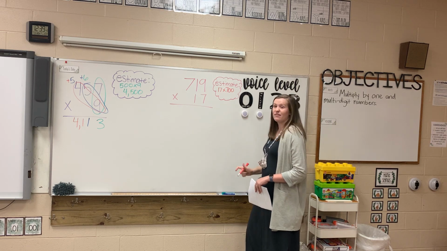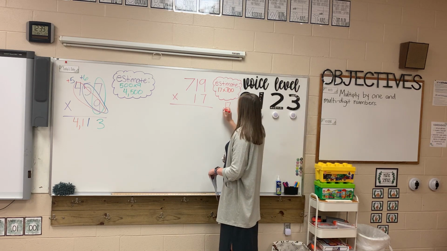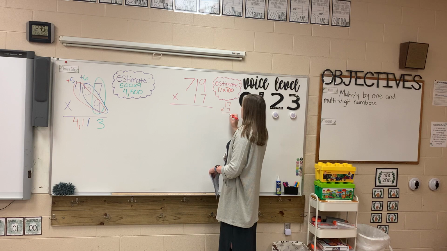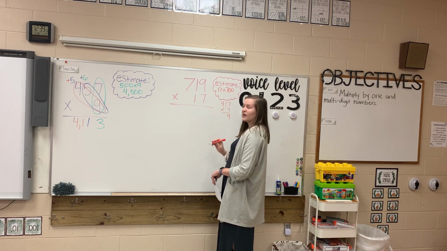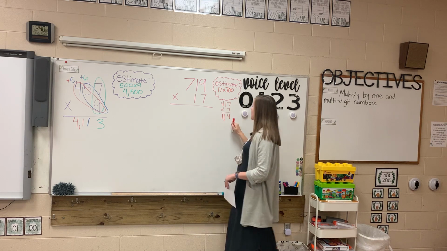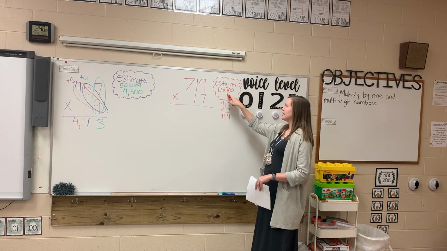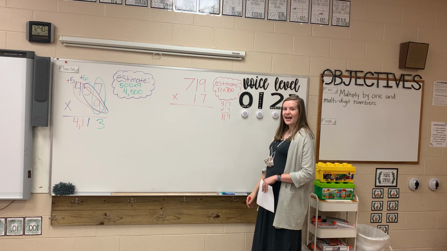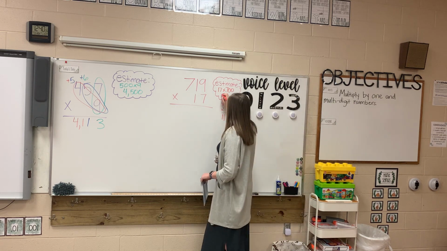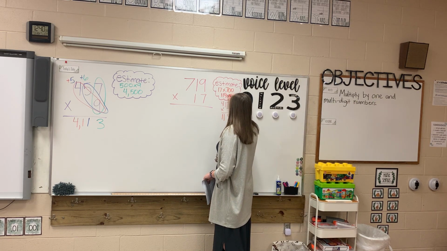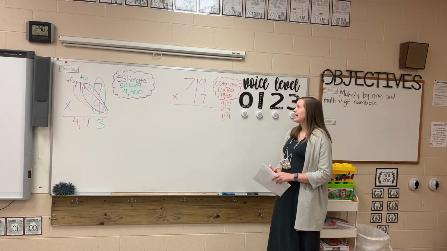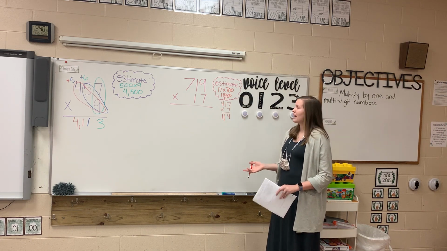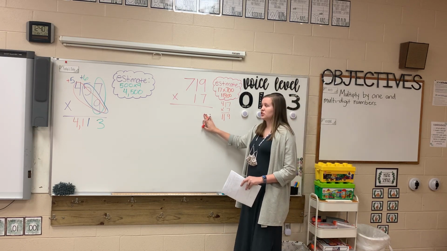17 times 7, if you don't know it, we'll work it out really quick. 7 times 7 is 49. 7 times 1 is 7, plus 4 is 11. So 119 is our basic fact. And how many zeros do we need to add? 2. So 11,900 is our estimate, right? Now let's see how close we actually were.